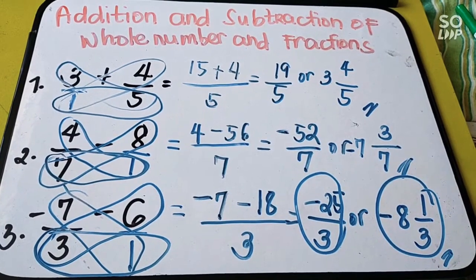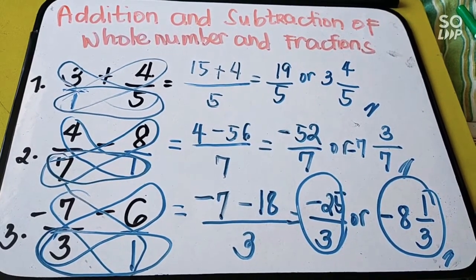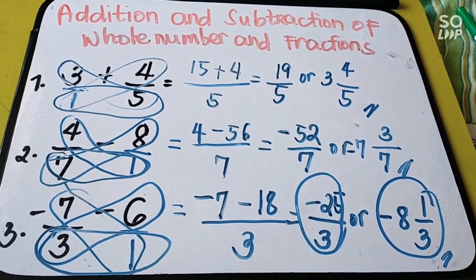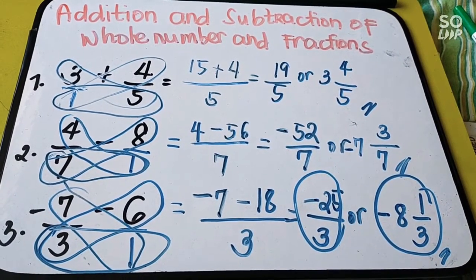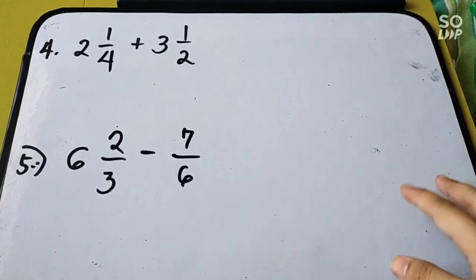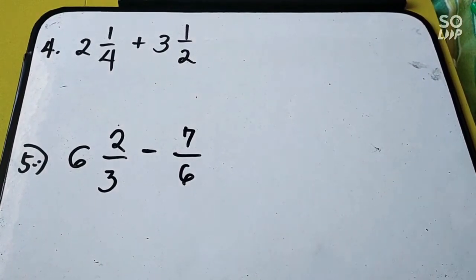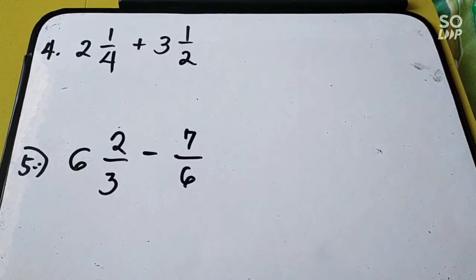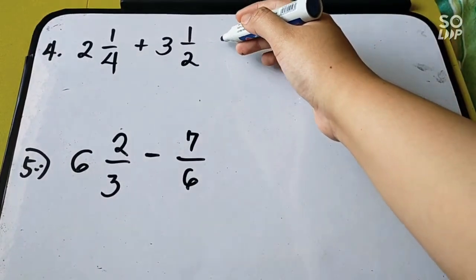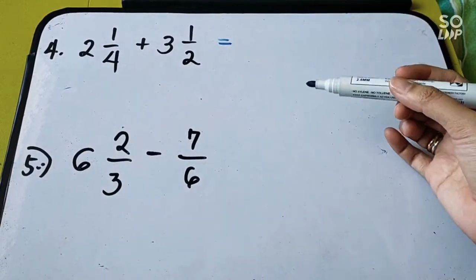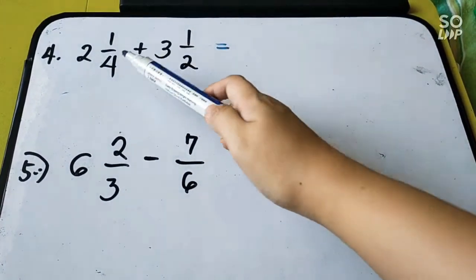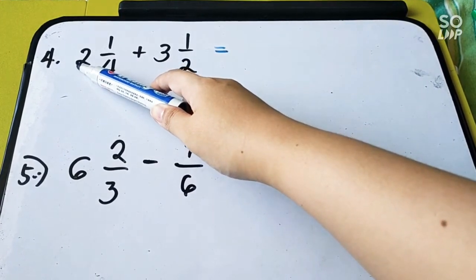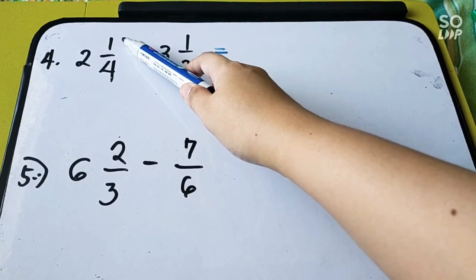Now, let's move on to mixed numbers naman ang katapat natin. Mixed number and a fraction, then mixed number and a whole number. Number 4, we have 2 and 1/4 plus 3 and 1/2. In this case, class, you need to change this one into improper fraction. So, how will you change this one into improper fraction? You are going to multiply the denominator by the whole number, then add the numerator.